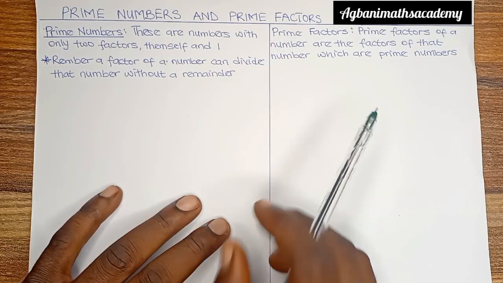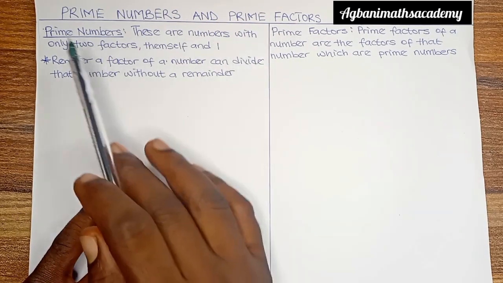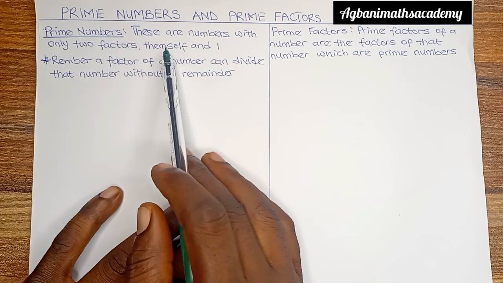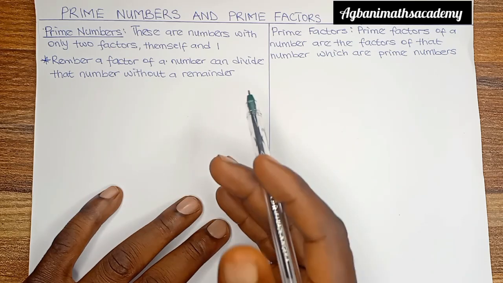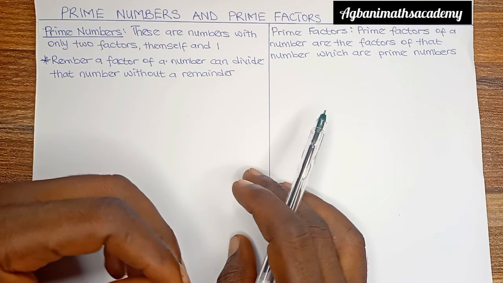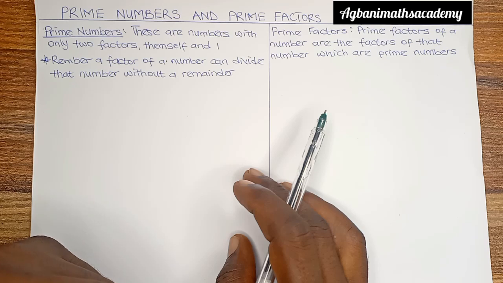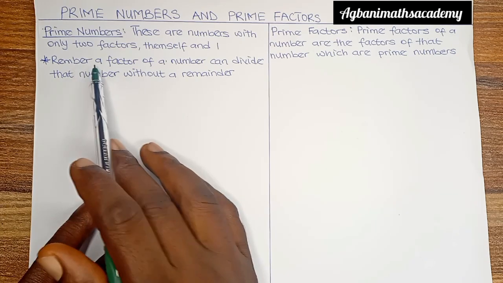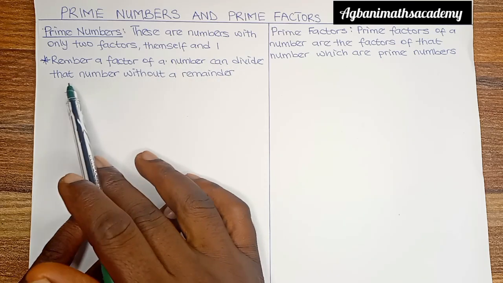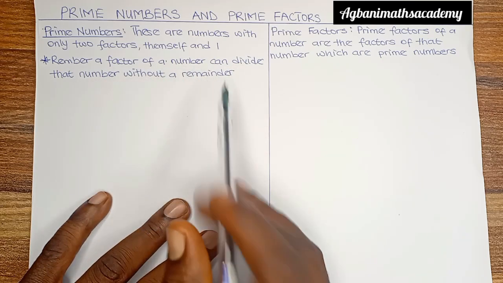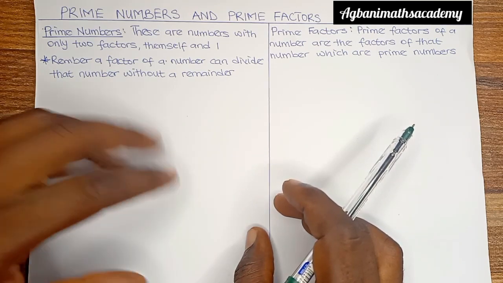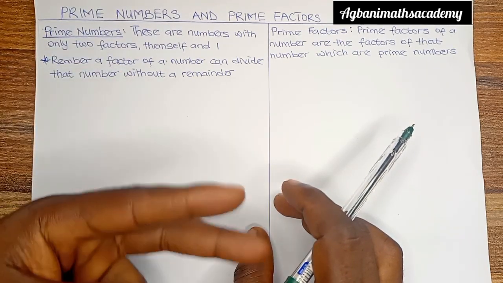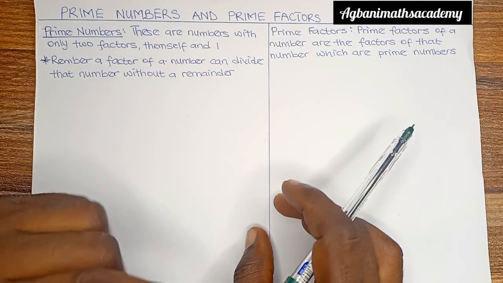So what are prime numbers? These are numbers with only two factors, themselves and 1. So a prime number is a number that has only two factors. What are those two factors? Themselves and 1. Remember, a factor of a number can divide that number without a remainder. This means that prime numbers have only two numbers that can divide them without leaving a remainder.